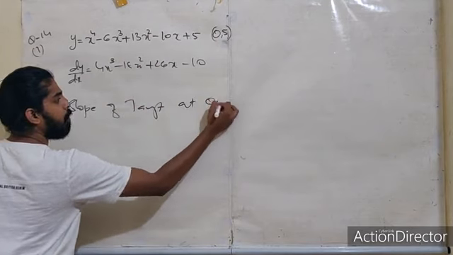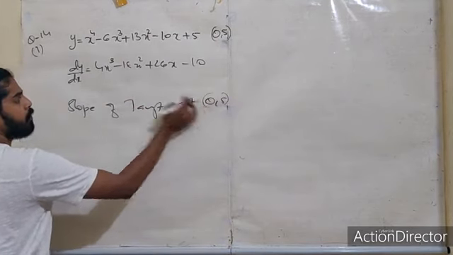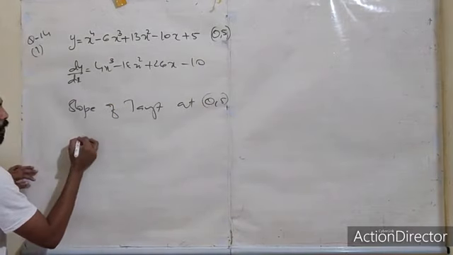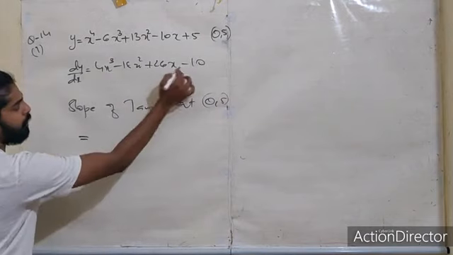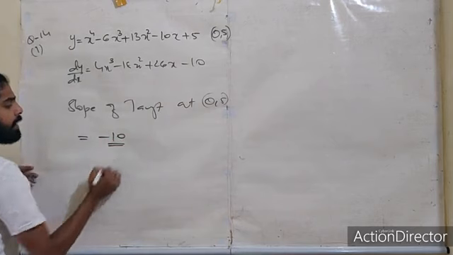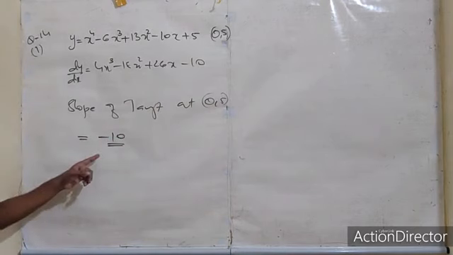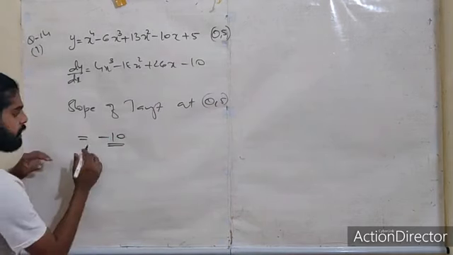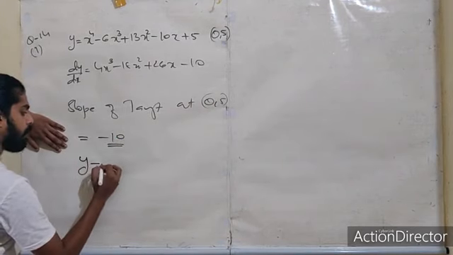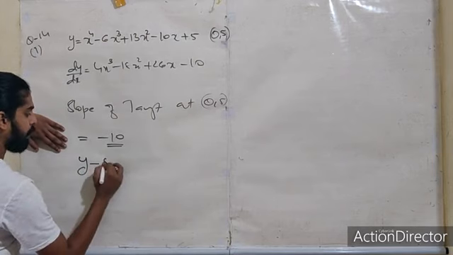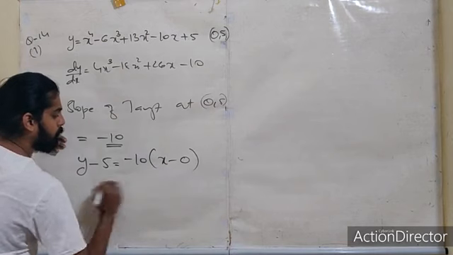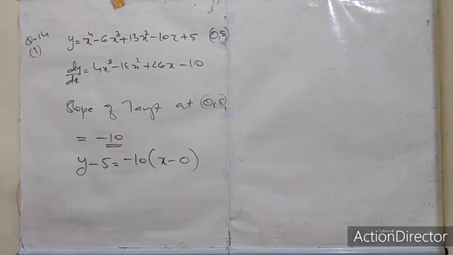So the slope of the tangent at 0, 5: you have to substitute x equal to 0 in place of dy by dx. Substituting 0, all these terms will be cancelled, and you will get negative 10. So negative 10 is the slope of the tangent. In order to find the equation of the tangent, you just use point slope form. y minus y1, that is y minus 5, is equal to m, that means negative 10, into x minus 0. On simplifying this, you will get the equation of the tangent.